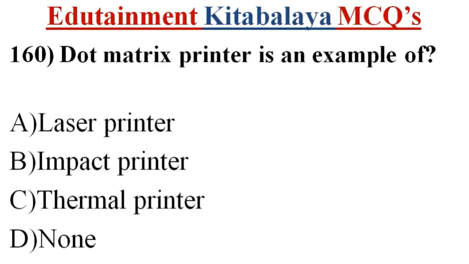Question number 160. Dot matrix printer is an example of? A. Laser printer. B. Impact printer. C. Thermal printer. D. None. Correct answer is B. Impact printer.